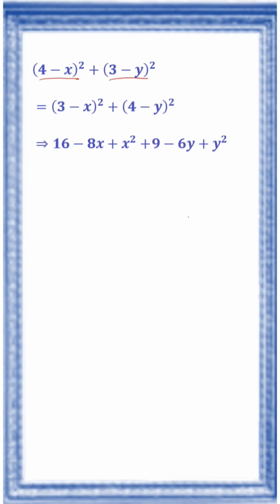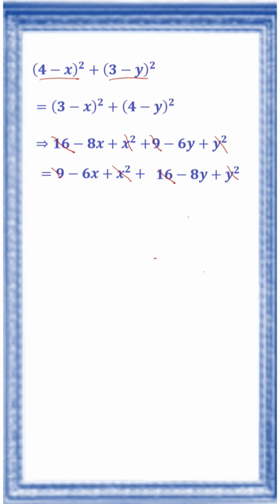Square both sides to eliminate the square roots. After squaring on both sides, it becomes 4 minus x the whole square plus 3 minus y the whole square is equal to 3 minus x the whole square plus 4 minus y the whole square. It implies that now we can expand each of these using a minus b whole square. It implies that 4 square is 16 minus 2 into 4 into x, minus 8x plus x square, plus, now expand this one, which is equal to 9 minus 6y plus y square, that is equal to 9 minus 6x plus x square plus 4 minus y the whole square is equal to 16 minus 8y plus y square. Here 16 and 16 get cancelled, 9 and 9 get cancelled, x square and x square, y square and y square.